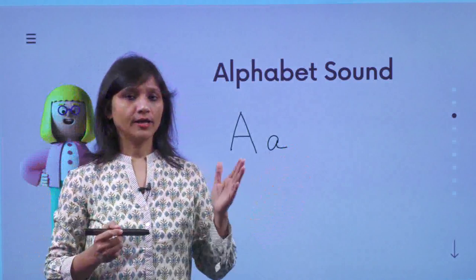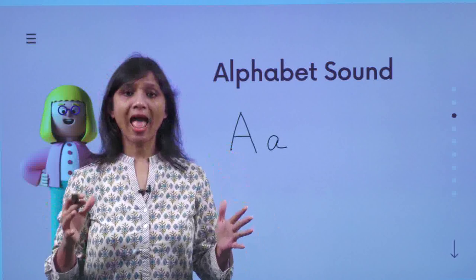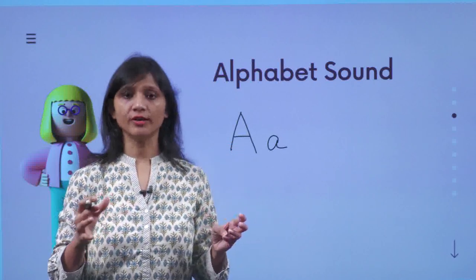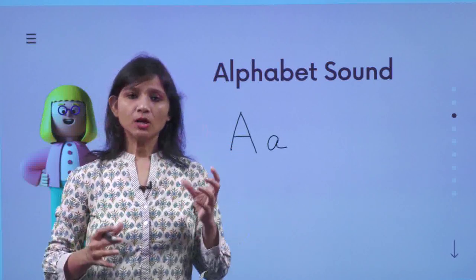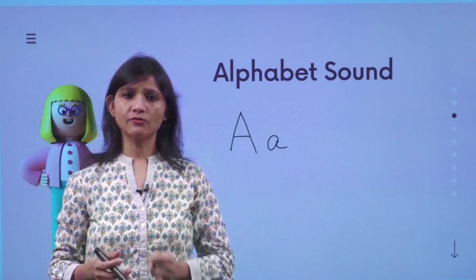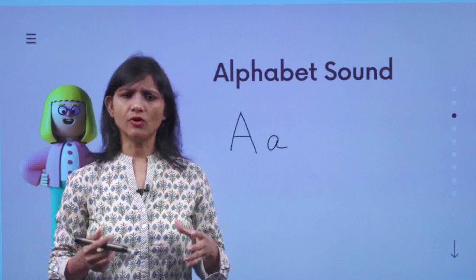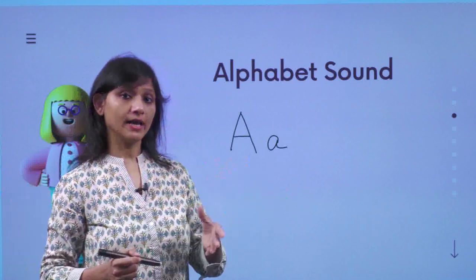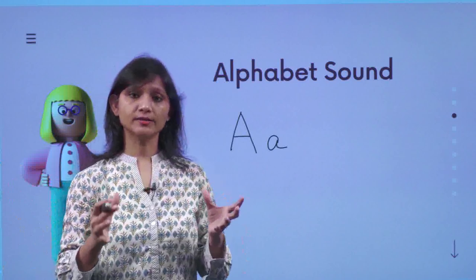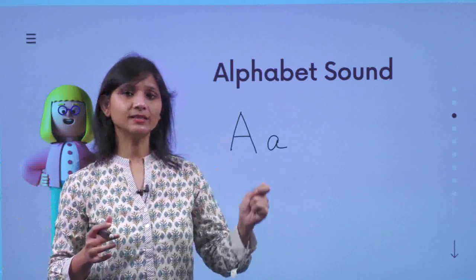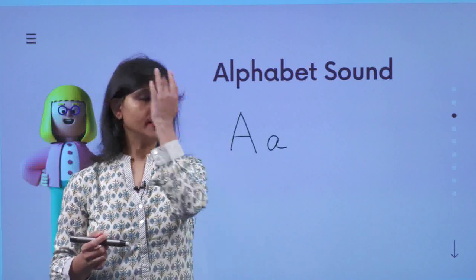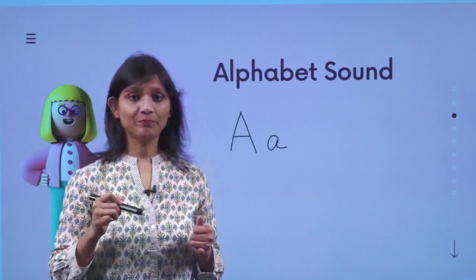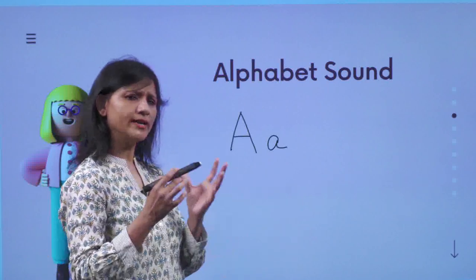How do we say it? Letter sound A, phonic sound a. We don't say A when we have to say the phonic sound. And what does A stand for? A could stand for apple, or ant. So there are two sounds that letter A produces: phonic sound a, letter sound A. Got it? Now let's move forward to our next friend.